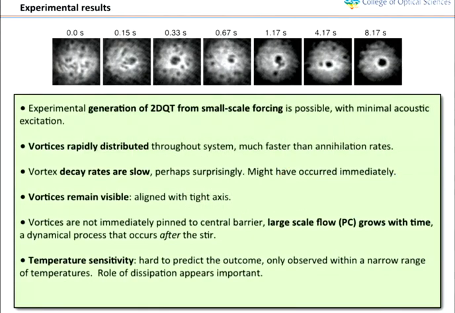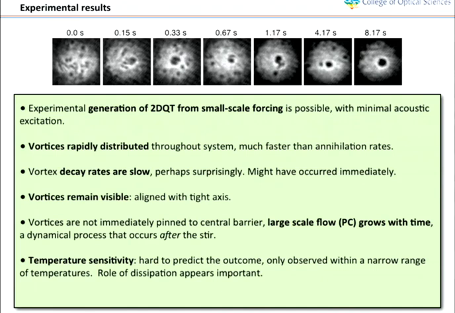Okay, so what do we learn from this process in the experiment? Small-scale forcing that leads to large-scale flow is possible. Small-scale forcing can generate vorticity. And in this process, what you can see in this image is that vortices are distributed throughout the system. In a movie that I'll show you in just a second, you'll see that the vortices distribute themselves pretty rapidly, and we have this corresponding experimental evidence.